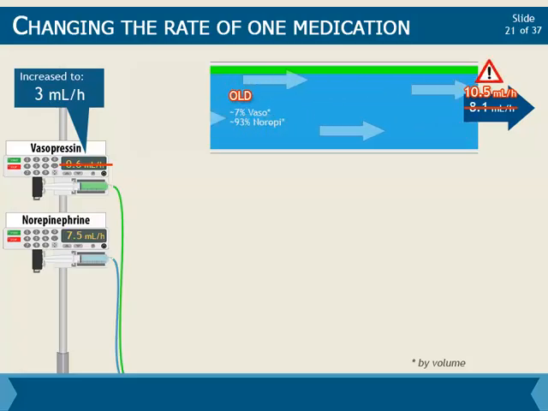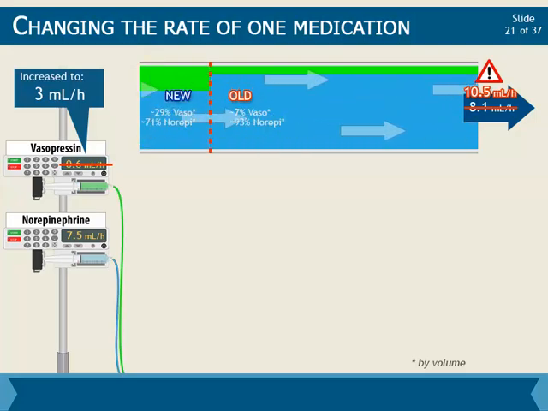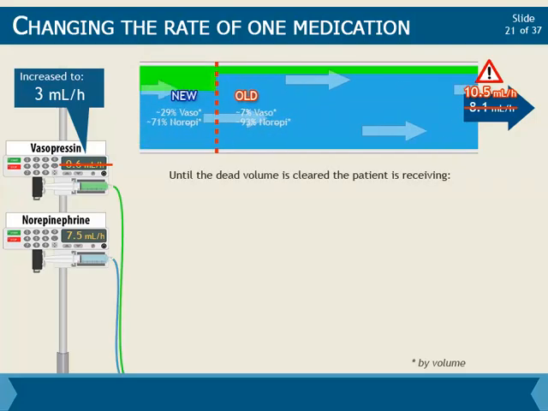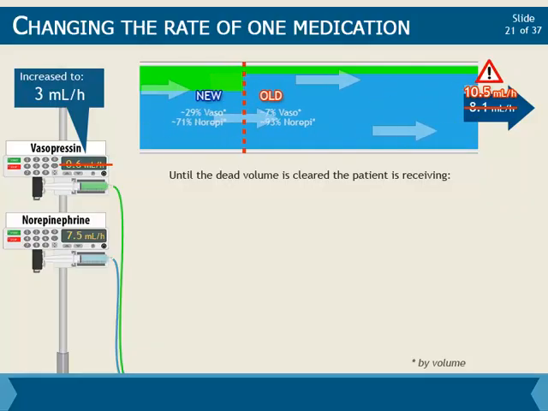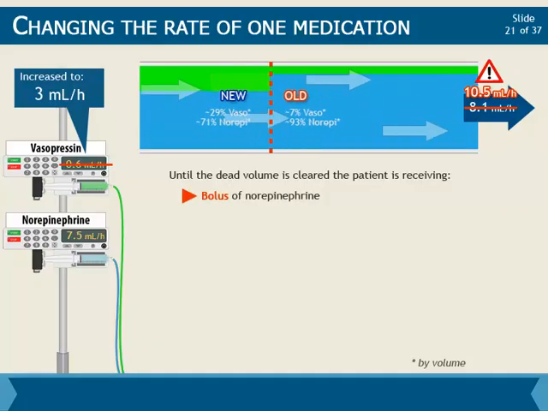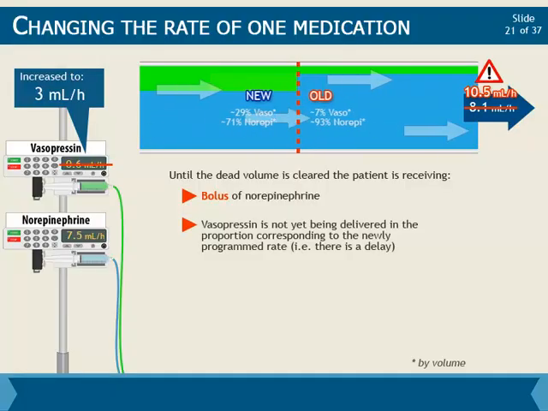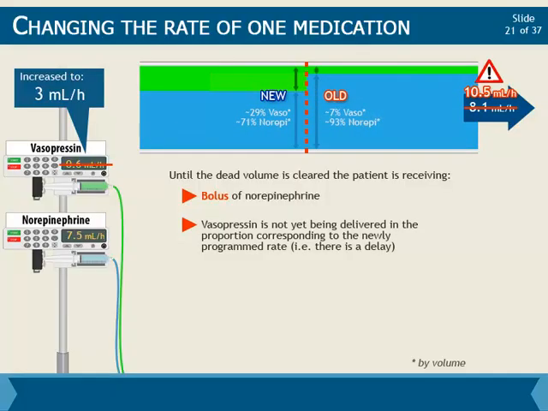The old composition has more norepinephrine and less vasopressin than the new mix. As a result, until the dead volume is cleared, the patient is receiving a bolus of norepinephrine, and the vasopressin is not yet being delivered in the proportion corresponding to the newly programmed rate.